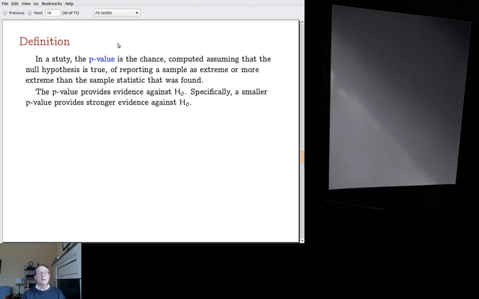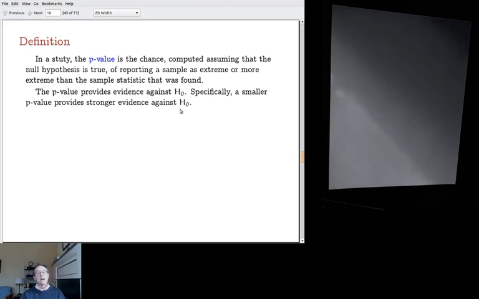The percentage the doctor is saying, the 1% or the 1/10 of 1% or the 1/100th of 1%, that's called the p-value of the study. So in a study, the p-value is the chance, computed assuming that the null hypothesis is true, of reporting a sample that extreme. The thing about the p-value is the doctor hopes that the p-value is small. Because if the p-value is small, then it provides evidence against H naught. It will persuade people to believe what the doctor wants them to believe. A smaller p-value provides stronger evidence against H naught.